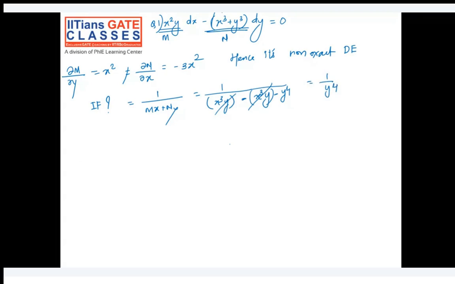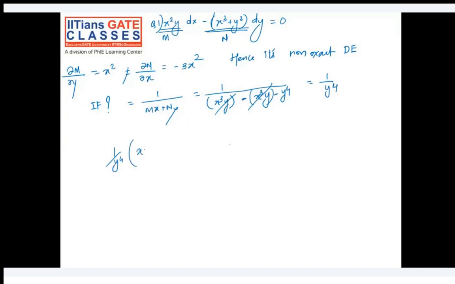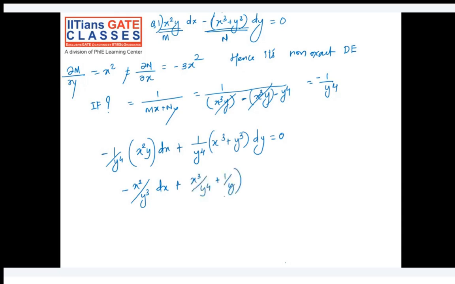Let me show you if it is really happening or not. 1 upon y raised to the power 4 into x square y dx minus 1 upon y raised to the power 4 into (x cube plus y cube) dy equal to 0. So it is x square by y raised to the power 3 dx minus (x cube by y raised to the power 4 plus 1 by y) dy. Now this is your new M and this is your new N.